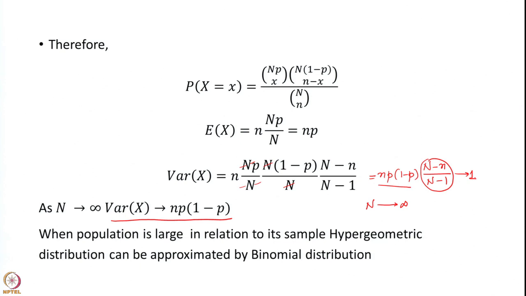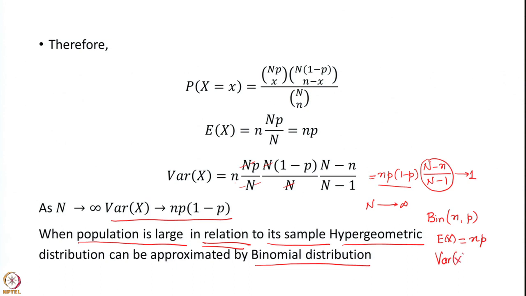And therefore, it is said that when the population is very large in relation to its sample, so the sample size is not that large, then the hypergeometric distribution can be approximated by a binomial, because remember, in a binomial distribution with n and P, the expected value of X is nP and the variance of X is nP times 1 minus P. So, this shows that when the population is large in relation to its sample, the distribution can be approximated by a binomial distribution.